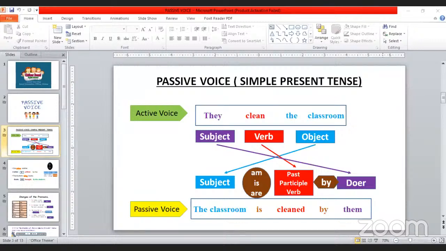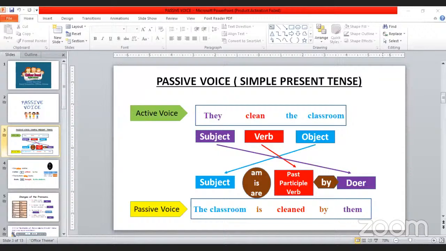Right. I hope that you all have answered. She makes a cake. A cake is made by her. She becomes her. Next, we decorate the hall. The hall is decorated by us.